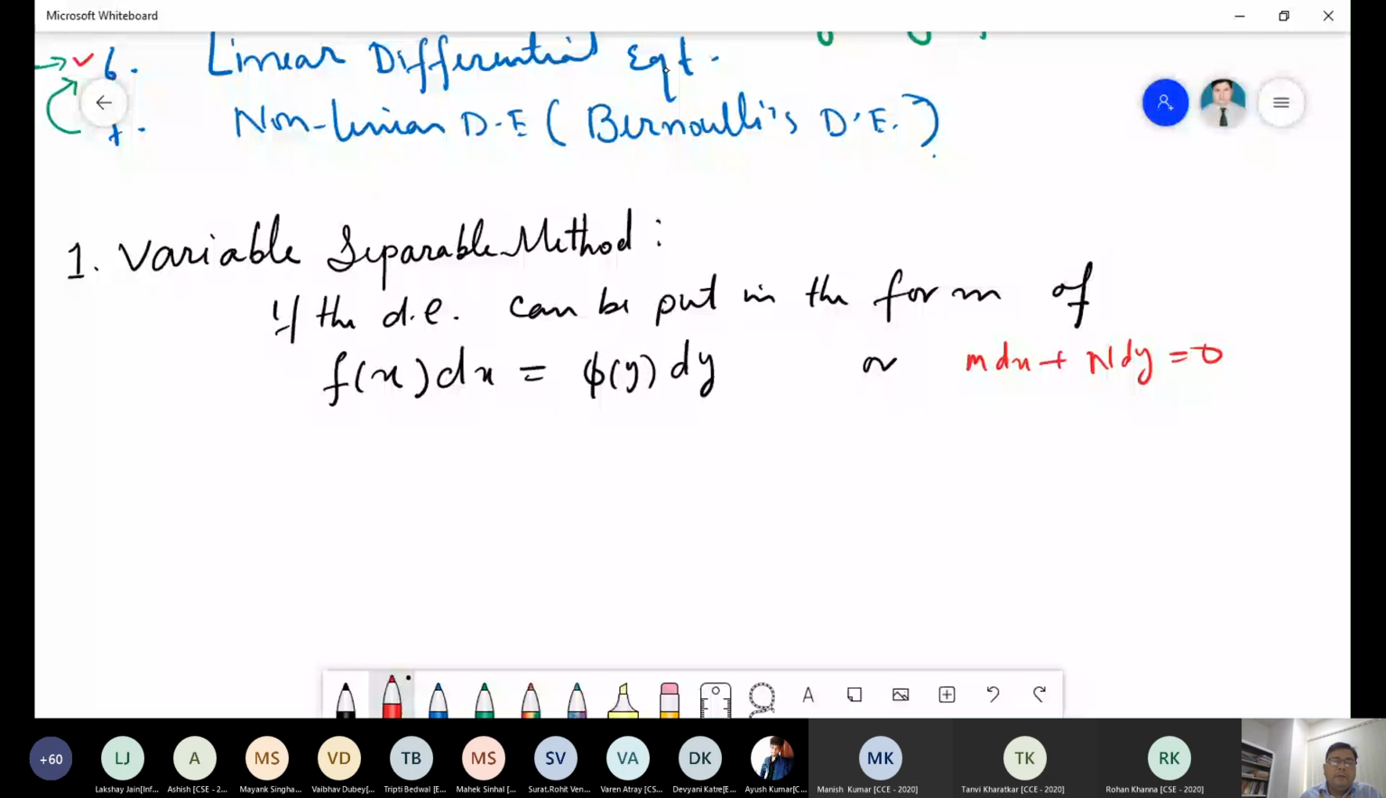Here f is a function of x and N is a function of y. Now see here, it should be a function of x and it should be a function of y. Then we can directly integrate. Then the solution can be obtained by integrating both sides.